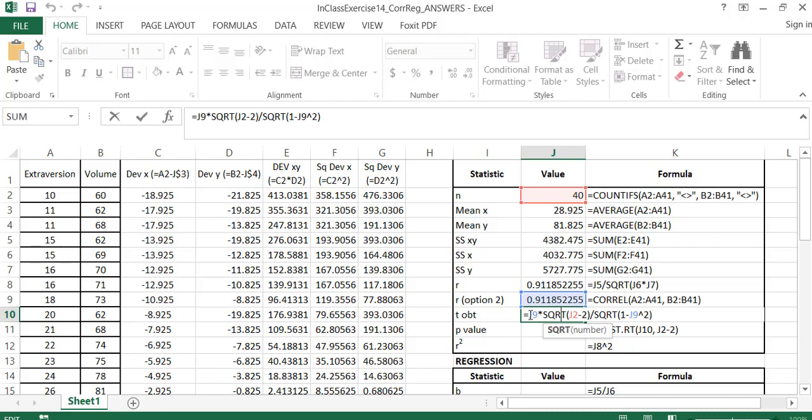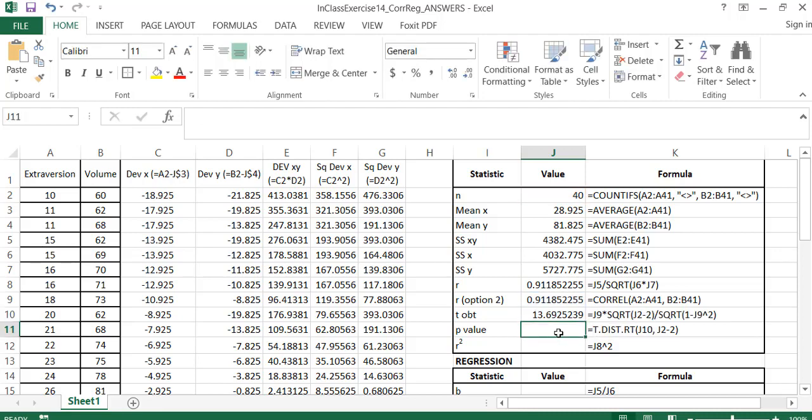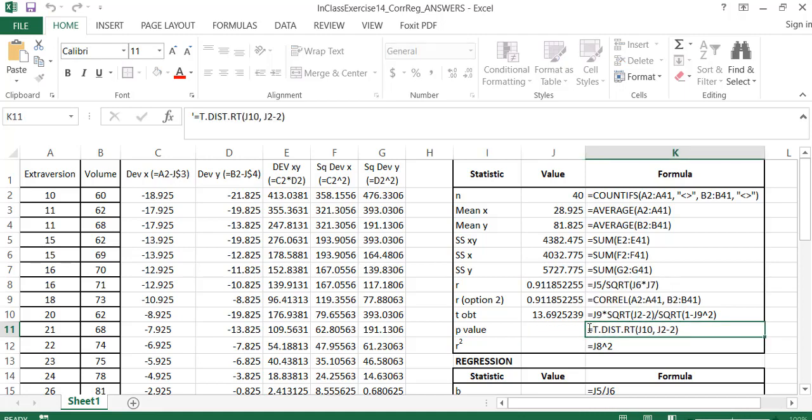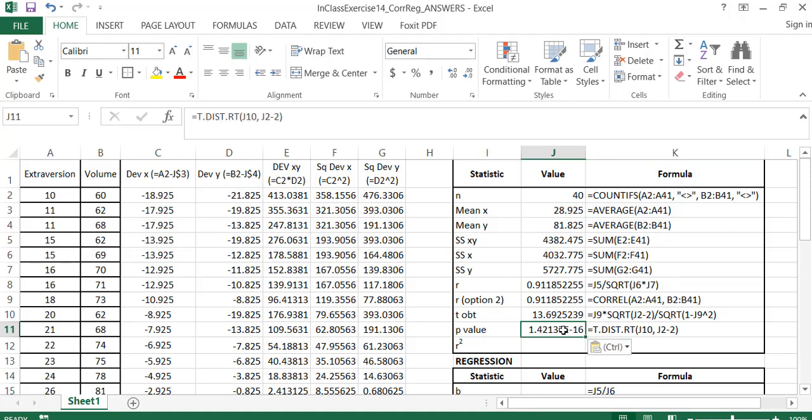And so what we're doing is we take J9, which is the correlation, so R, times the square root of J2, which is N, minus 2, so that's the degrees of freedom. And then we divide that by the square root of 1 minus R squared. So that gives us our T obtained, and then we can use that T obtained to see if this is significant. So here, we take J10, that's the T obtained, which is our X for this distribution. And then we look to see, is that significant with N minus 2 degrees of freedom?